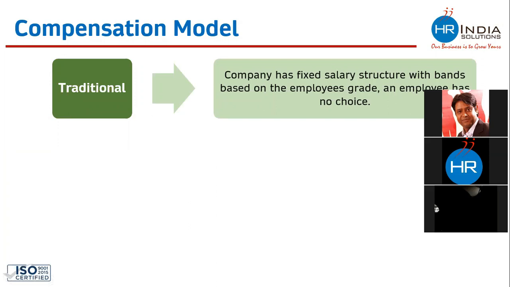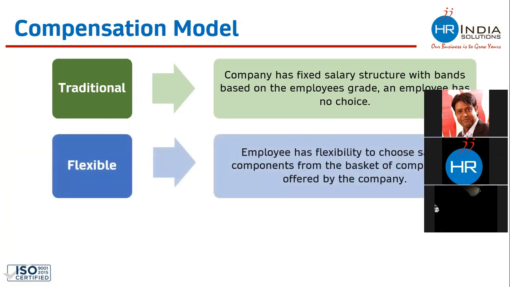So this is the very first, the traditional model, in which the employee has no choice and the employer fixes everything. Second is the flexible compensation model. The employee has the flexibility to choose salary components from the basket of components offered by the company. Usually the company only decides the base pay, the fixed salary of the employee, and for the allowances, they leave the decision to the employee. They fix some amount for the allowances, and the employees pick allowances on the basis of their expenditure and choices from the available basket of allowances followed in that company.